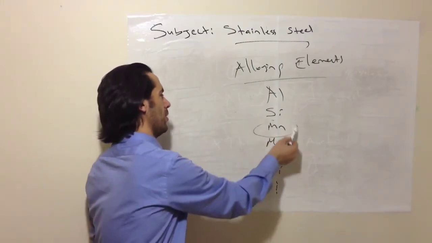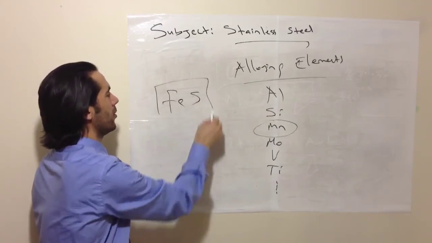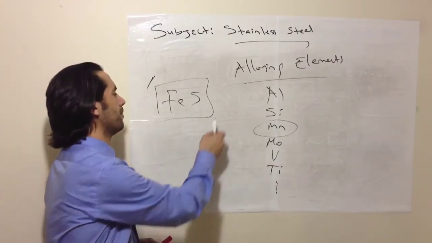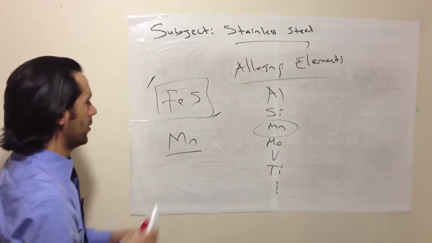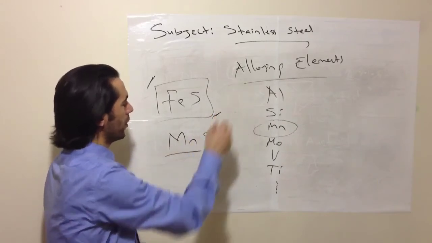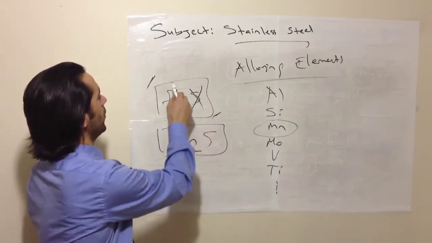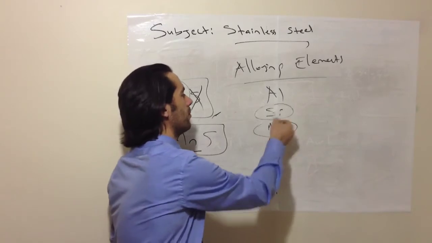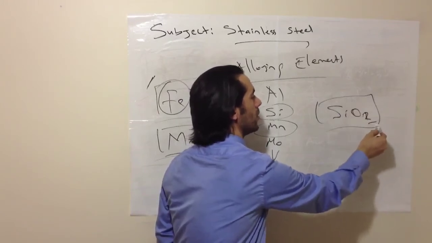For example, if you remember from metallurgy, iron and sulfur inclusion in boundaries might cause a really big problem in our structure. So for that reason, sometimes we use manganese. Manganese has a stronger relation with sulfur. So if we add manganese to our alloy, it will take the sulfur, so we get rid of the iron and sulfur inclusion. Another example is silicon. As you know, silicon forms an oxide compound, so it removes oxygen.